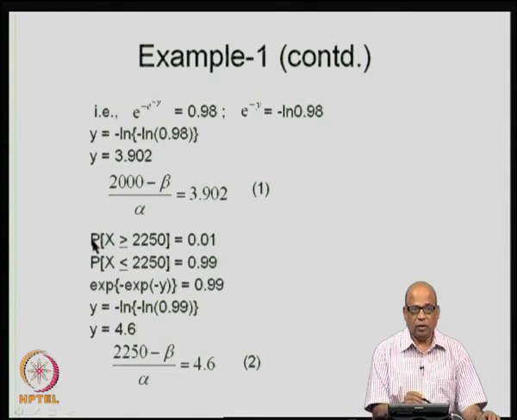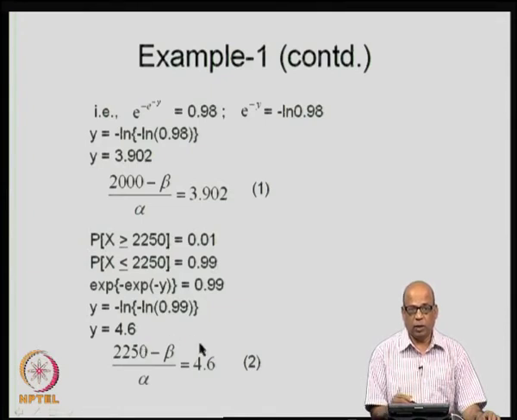Then from the second condition, which is given as probability that the peak flows exceed 2250 meter cube per second is 0.01. So, we write probability that x is greater than or equal to 2250 must be equal to 0.01, from which we write probability of x being less than or equal to that particular value will be equal to 1 minus this, which is 0.99. Again we use the same method and then estimate y. So, y in this case turns out to be 4.6, which, as you know, is the transformation x minus beta over alpha. So, 2250, which is a particular value of x, minus beta, over alpha, should be equal to 4.6.